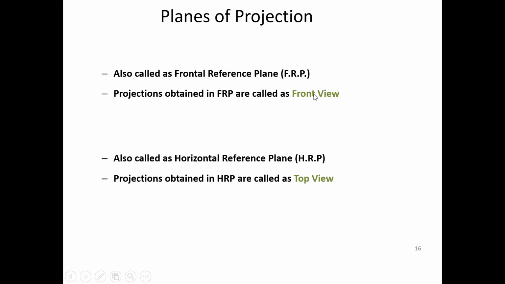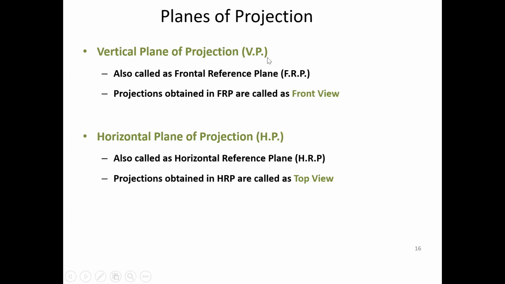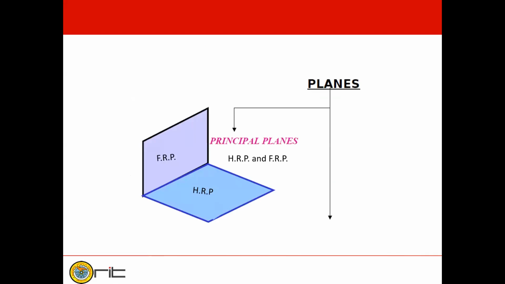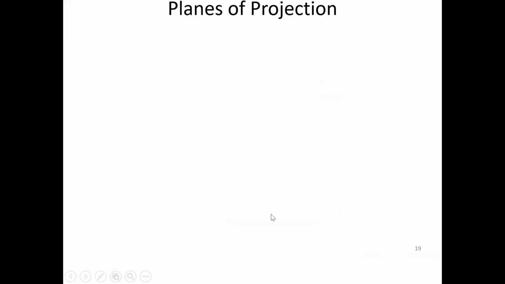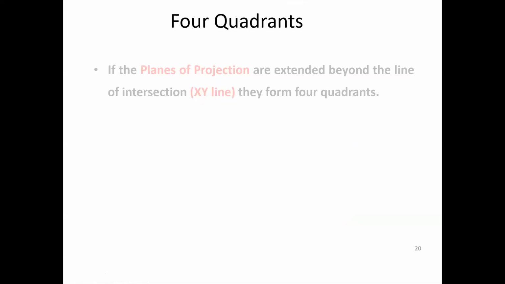Usually in the first angle projection method, the front view is observed on the frontal reference plane, and the top view is observed on the horizontal reference plane. This is called the vertical plane of projection, and this is called the horizontal reference plane. In the pictorial view, you can see the frontal reference plane, the vertical plane, and the horizontal reference plane. When you take the projection on both planes, it is necessary to rotate the horizontal plane by 90 degrees.